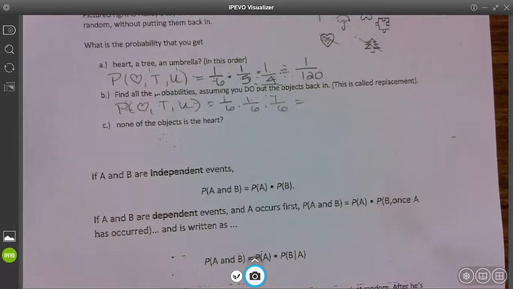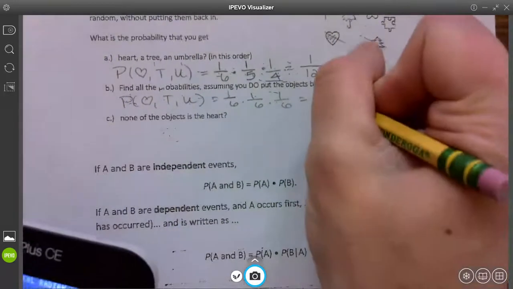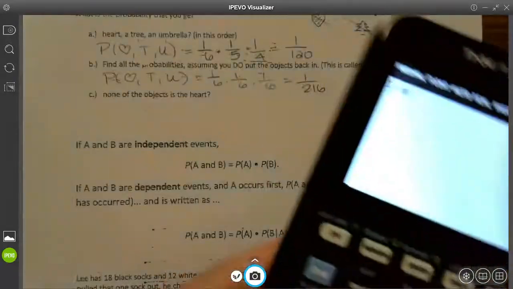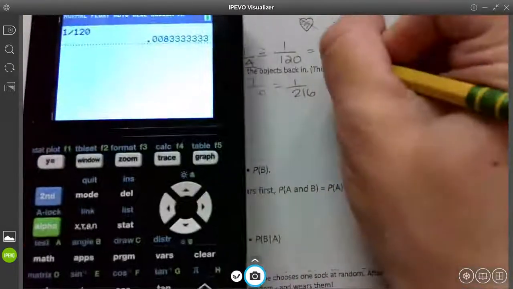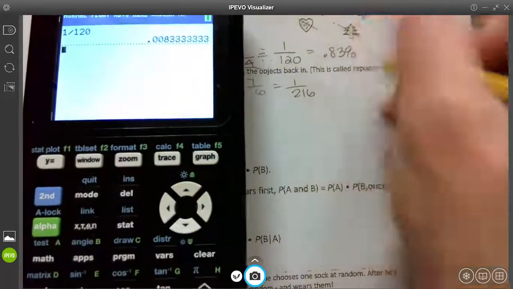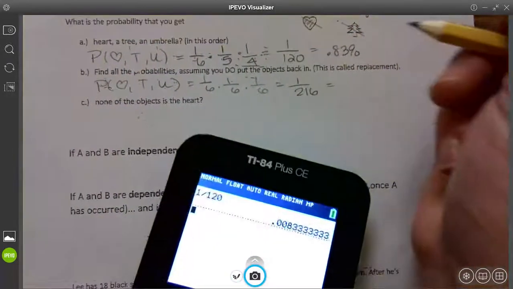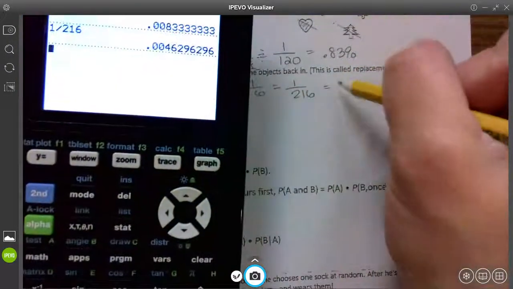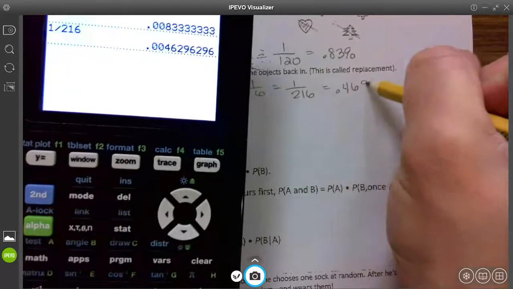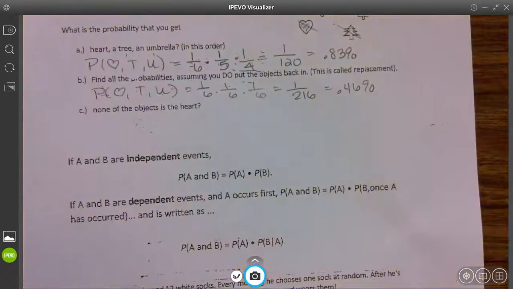Okay, it's going to be a lot different. So let's compare these. It's hard to compare these. Well, 1 divided by 120 is, to the right, 0.83%, the likelihood this will happen. And when I put them back, you're lowering your percent to 0.46. So you're cutting that probability in half of getting a heart, a tree, and an umbrella.